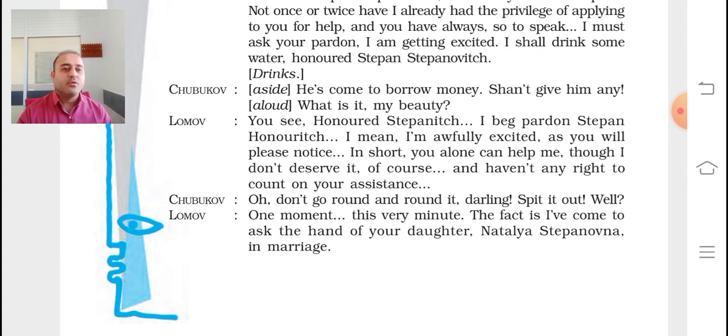Shubuko: Oh, don't go round and round it. That means he is trying to say that don't make things complicated. Just speak up. Okay, spit it out. Well, that means he's trying to say whatever you want to say, you just say it. Lomo: One moment. This very minute, the fact is, I have come to ask the hand of your daughter, Natalia Stepanovna, in marriage. That means now Lomo is saying that I have come here for a marriage proposal.